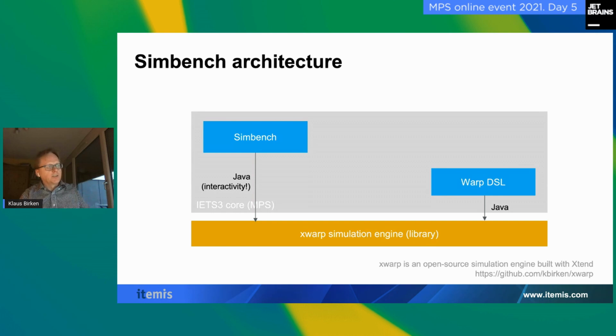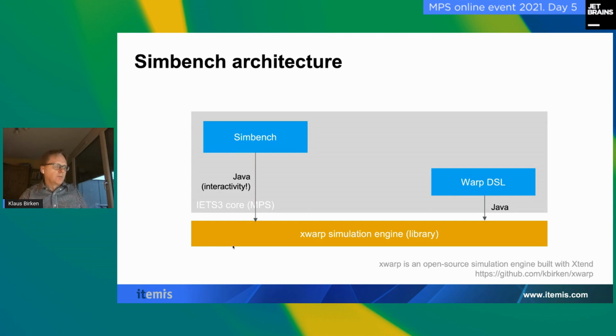Simbench is a couple of DSLs, a couple of languages implemented in MPS. And warp is an external library, a jar file. Actually, xwarp is an open source engine which is available on GitHub. I put the link there, and we implemented it using Xtend, the Xtend language. So what we get there is a Java library which we can use here, and this mapping from the Simbench model to xwarp is done with plain Java code. So we didn't use a generator here or some model transformation. We just access the API of the simulator to be fast and to get it running in an interactive way.